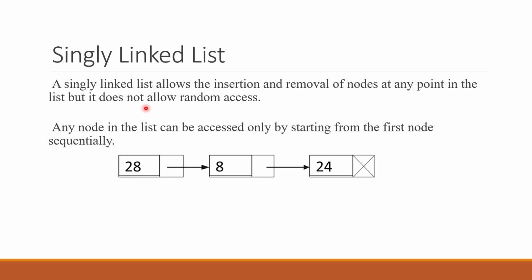In an array, we can easily navigate or randomly access any element through its index position, but in a singly linked list, it is not possible to randomly access each element. We have to traverse sequentially to find the required element. Any node in a list can be accessed only by starting from the first node sequentially.